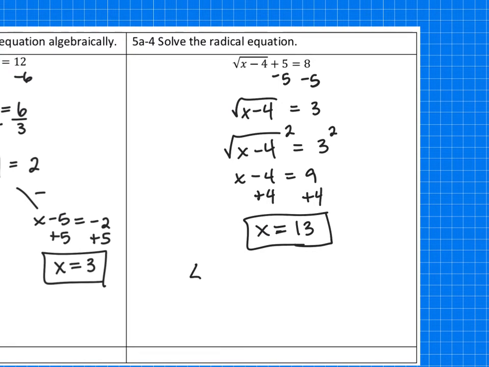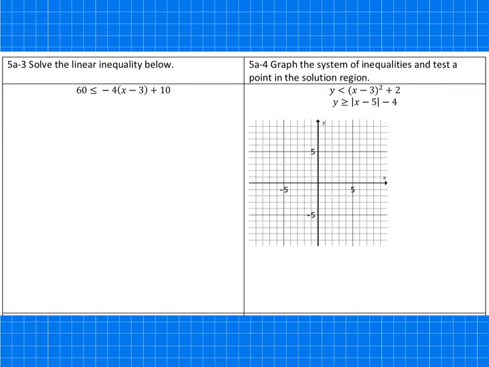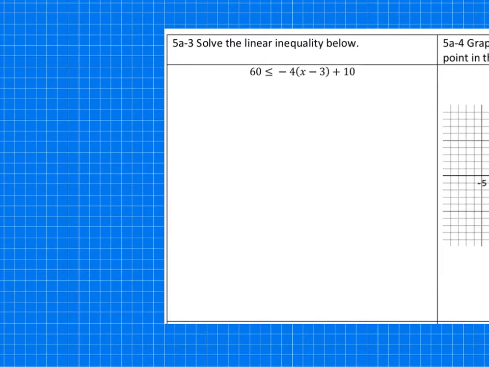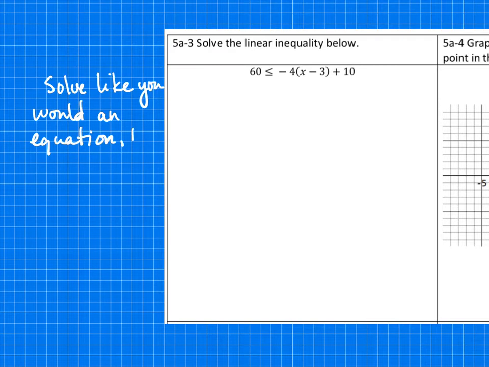That on a number line. Whoops. Next up we have inequalities. Something that you should add to your notes with inequalities. Basically, let me switch colors real quick. Solve it like you would an equation, but you have to remember to flip the sign if you divide or multiply it by negative.